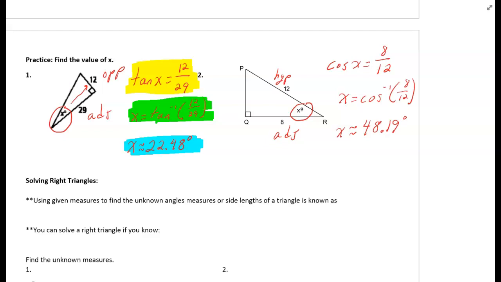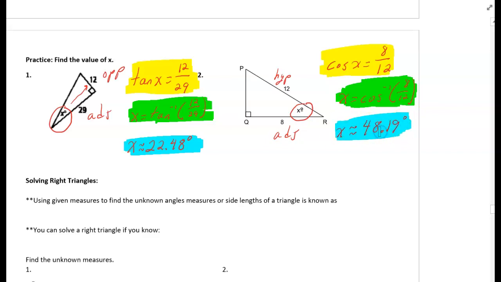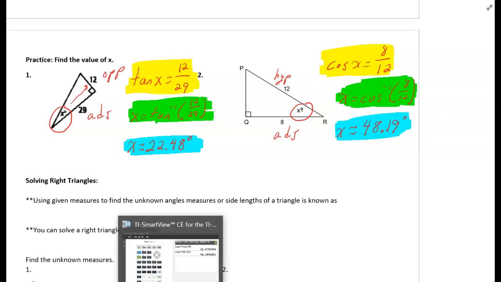For problem number 2 in the practice, the cosine is the adjacent over the hypotenuse. So cosine x is 8 over 12. So x is equal to inverse cosine 8 over 12. And then using the calculator, I get x is around 48.19 degrees. Again, since the directions did not specify how many decimals, I went to 2 decimal places.